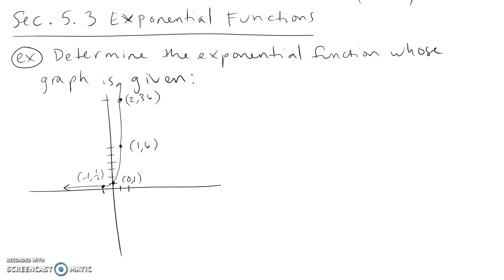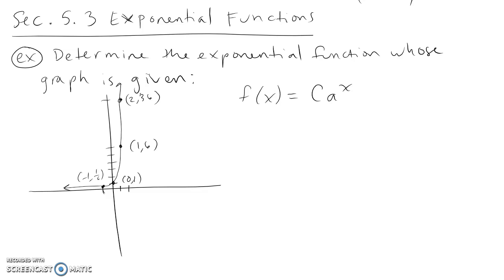Section 5.3, Exponential Functions. I want to start with an example where you're given a graph and you're supposed to determine the exponential function whose graph is there, mainly because I don't like the book explanation or the video explanation. I think it's way too complicated for what you need to do. Okay, so if we are going to write an exponential function, we know it's of the form c times a to the x, right?